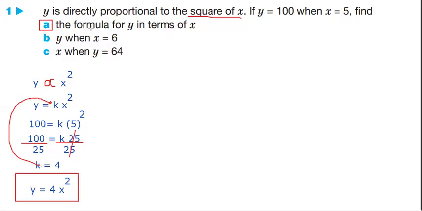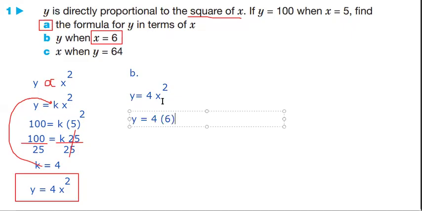First, we know that x equals 6 in B. This means we're going to take the 6, substitute it here, and then find the value of y. So let's do it together here. For question B, we know the formula is y equals 4x power of 2. So let's write it here. Now we know that x is 6. This means I'm going to put 6 here. So y will equal 4 bracket 6 close bracket and then square the 6 like this.